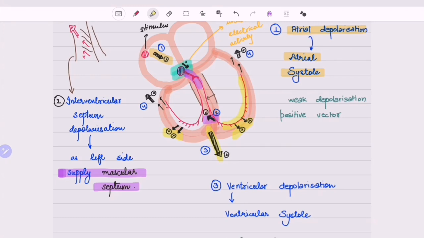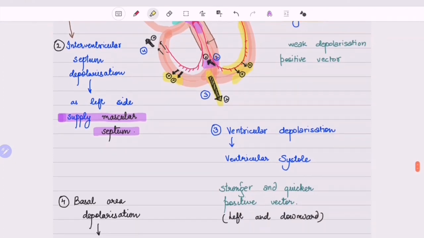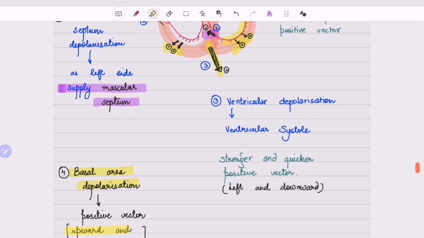Now the wave reaches the basilar area at the fourth point, which is represented by the fourth vector. This wave is towards the left and upper side, which is the basal area depolarization towards the upper and rightward.